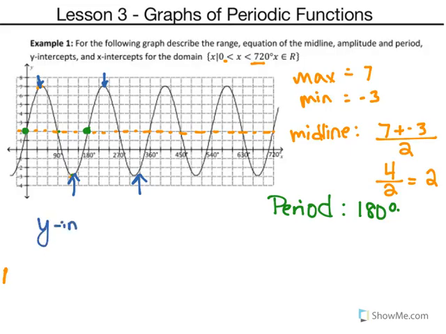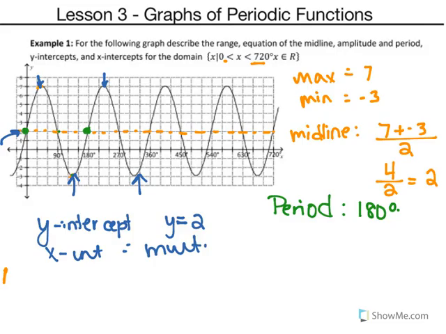Okay, our y-intercept is 2. And notice that this is the same as our midline. So because it hasn't been moved left and right, our y-intercept will be equal to our midline. There's multiple x-intercepts. We're not going to find them all. That's not necessary. Our domain is already right here.